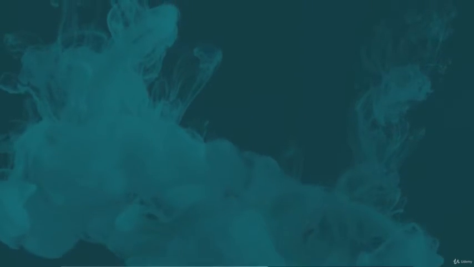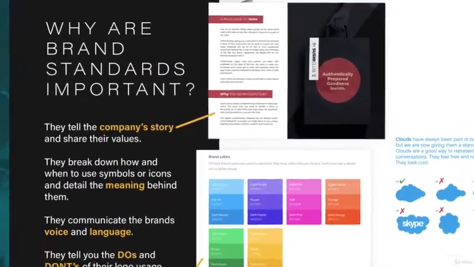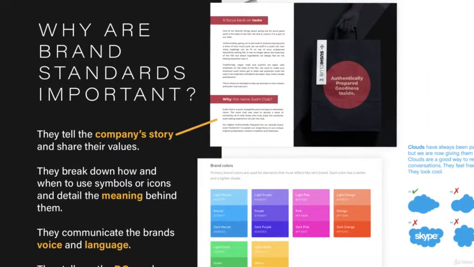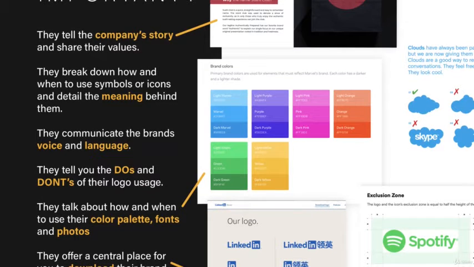Why are brand standard manuals so important? First of all, they tell the company's story and they share their values. They break down when and how to use symbols or icons and details, the meaning behind them. They communicate the brand's voice and language.